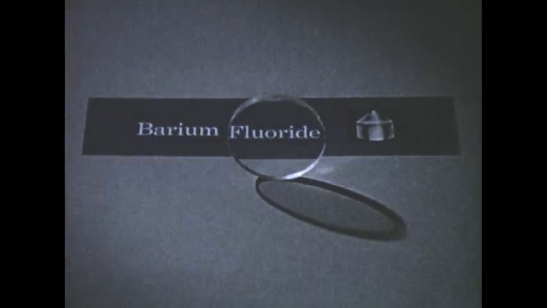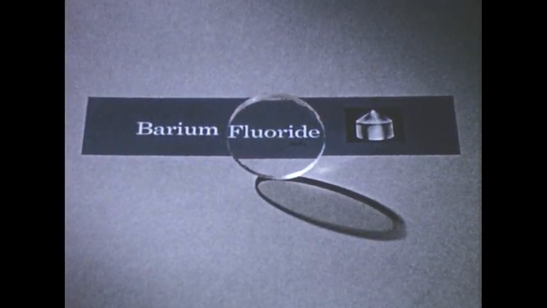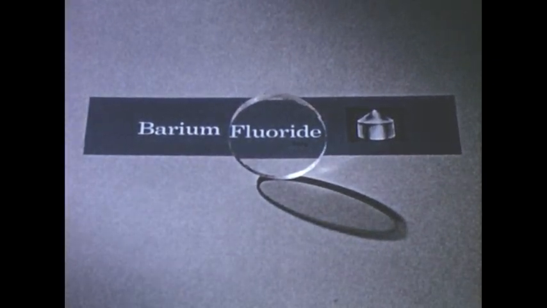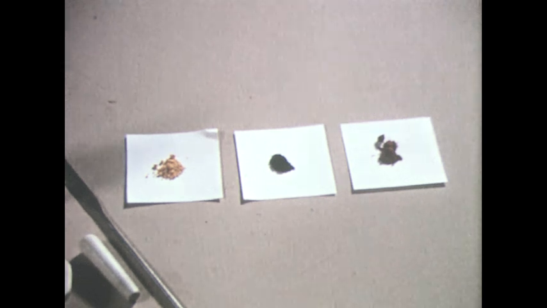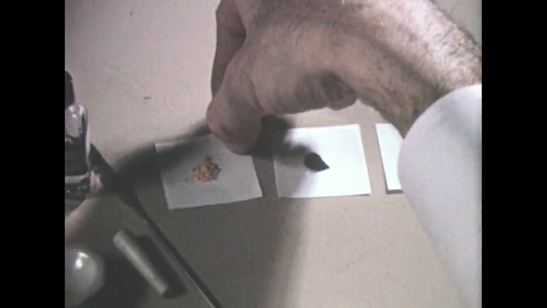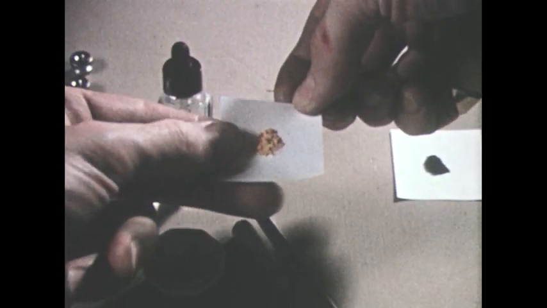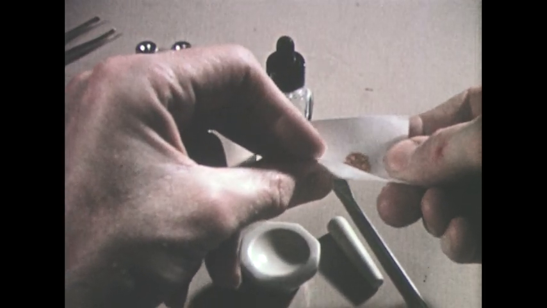For aqueous solutions, windows of clear barium fluoride are available to use in demountable or sealed cells. Another technique for solids involves mulling the sample with a mineral oil such as Nujol and placing the mull in a demountable cell.